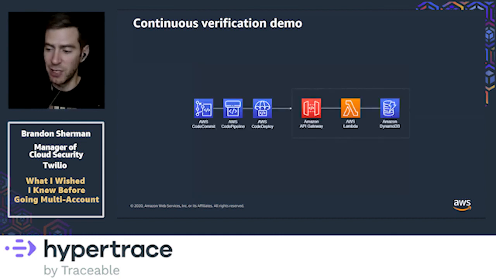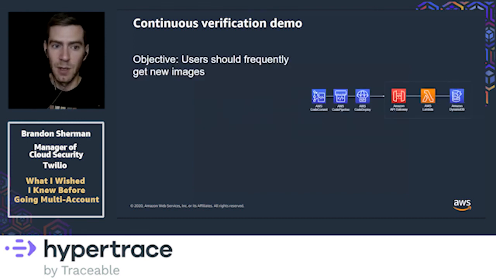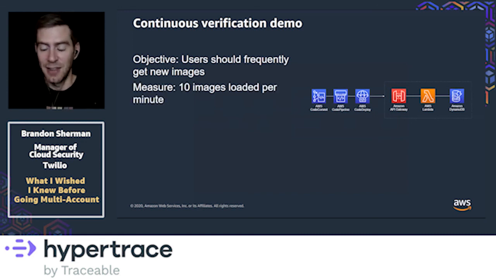Yeah, the application is known by now. So we want to have this objective. This is something that's important. Users should frequently get new images. Quite an easy objective in this case. So let's say that the measure is 10 images loaded per minute.